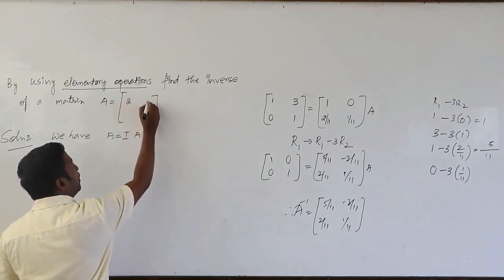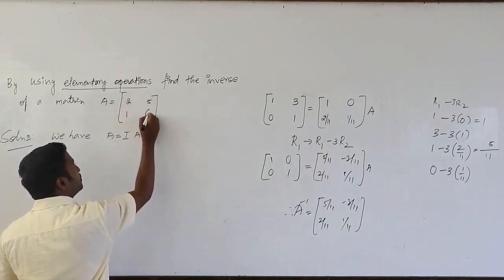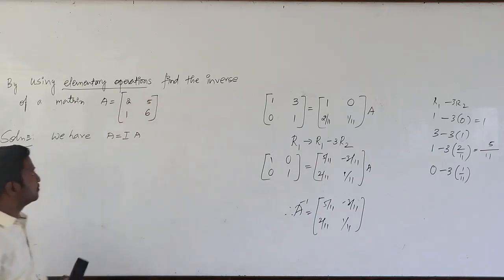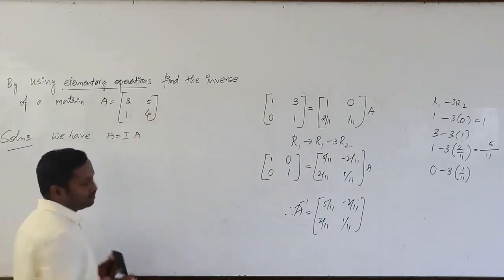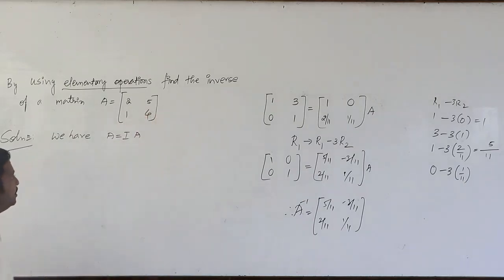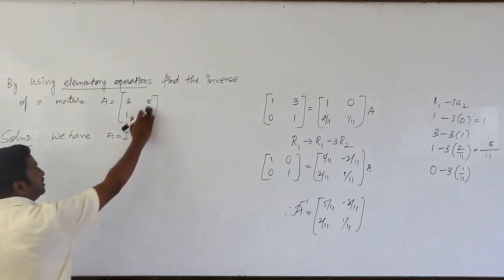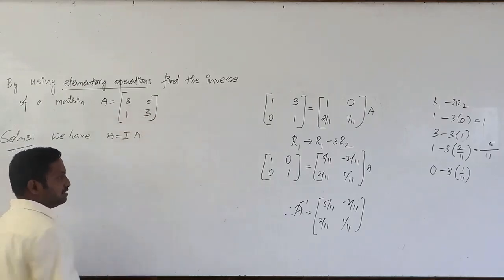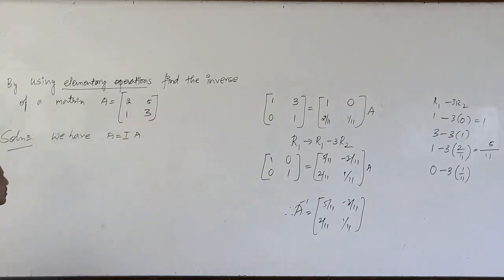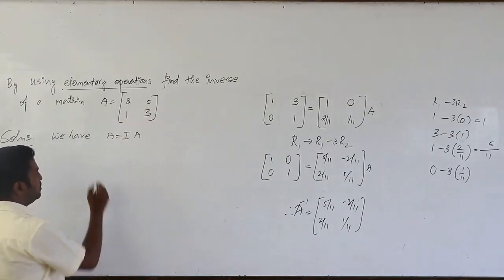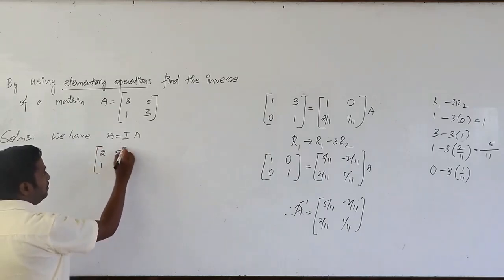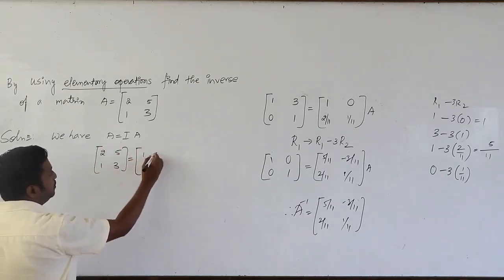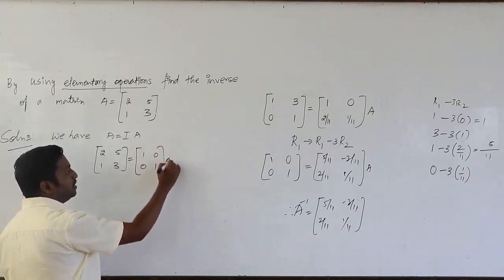2, 5, 1, 6... 4. For ease, making it is easy. I have taken 4. I can take 3, which is easier. That's why I have taken it. No problem, whatever. Just observe the A matrix: 2, 5, 1, 3. Identity is what? 1, 0, 0, 1. A matrix as it is.